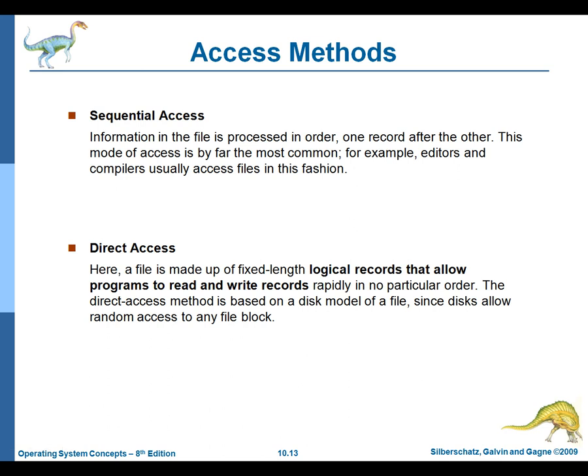Let's start with it. The first access method, as you all are seeing on the screen, is the sequential access method. What is this sequential access method? Information in the file is processed in order, one record after the other. This mode of access is by far the most common, and for example editors and compilers usually access files in this fashion.